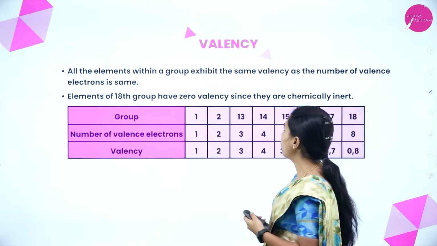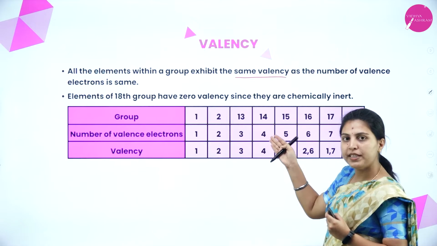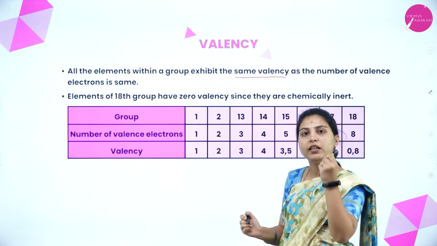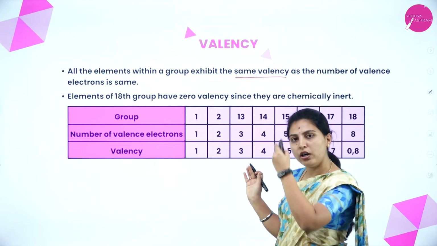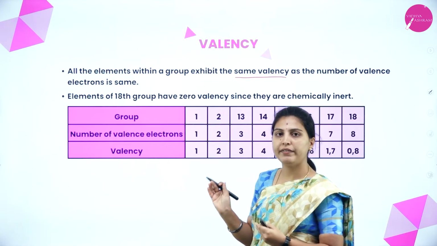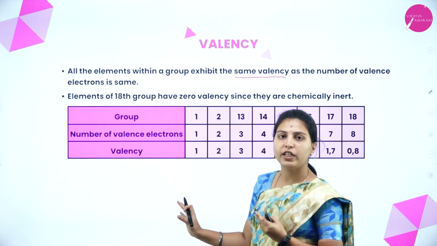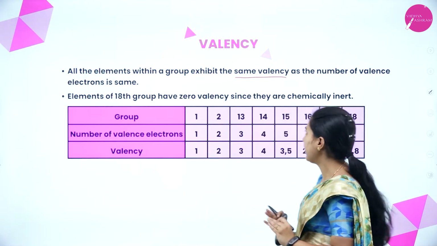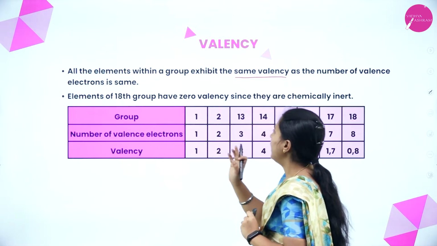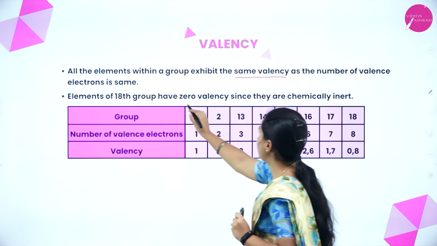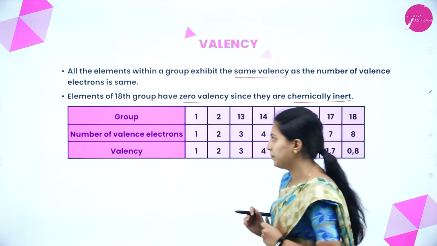All the elements within a group exhibit the same valency. If we see the first group, all the first group elements will have 1 valency only. If we see the noble gases in the 18th group, all the elements from the 18th group have the same valency, that is 0. Like that, valency will be the same for every element in a group, as the number of valence electrons is the same. Elements of the 18th group have 0 valency since they are chemically inert. Inert means they are stable.